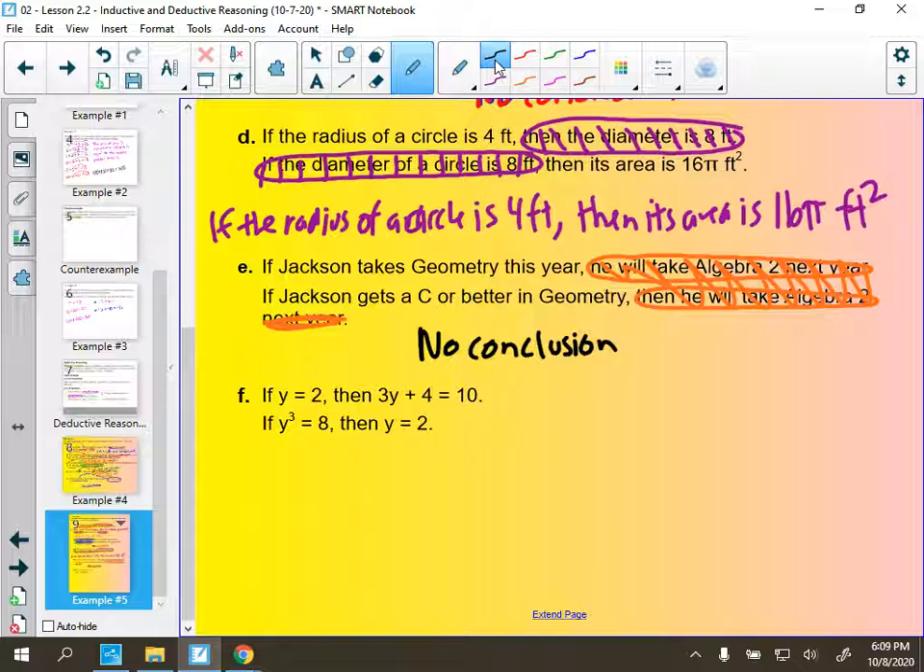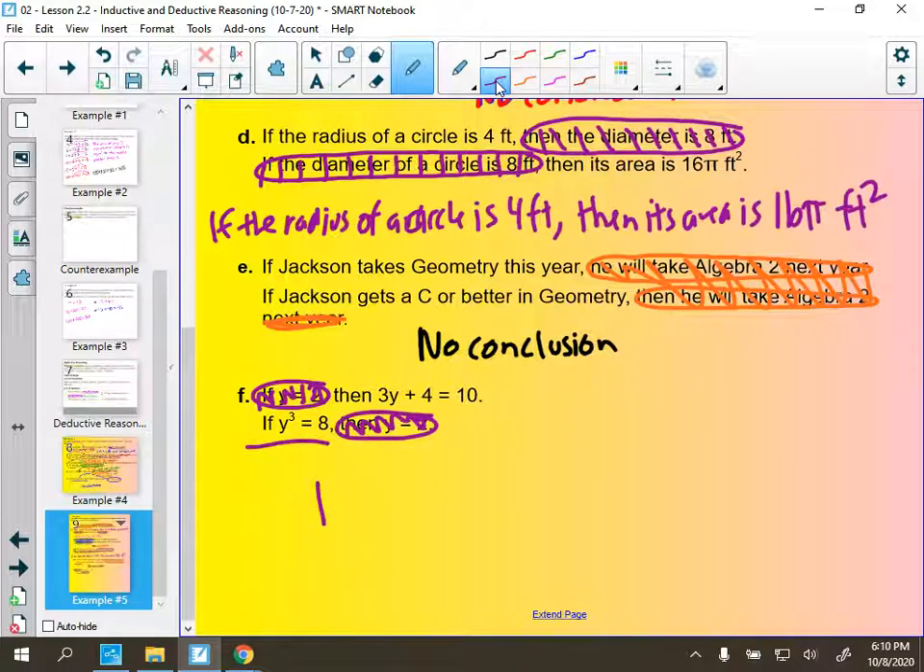All right. Last but not least, let's finish it up. Let's do it right. If y equals 2, then 3y plus 4 equals 10. I'm not asking us to plug in. We don't even have to see if that's true. We're assuming it's true. If y cubed equals 8, then y equals 2. So I'm looking for my overlap. Then y equals 2. That matches if y equals 2. That's the information. So it's another one that I got to kind of read backwards.